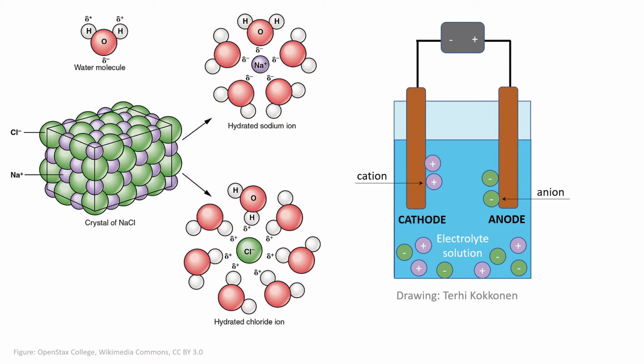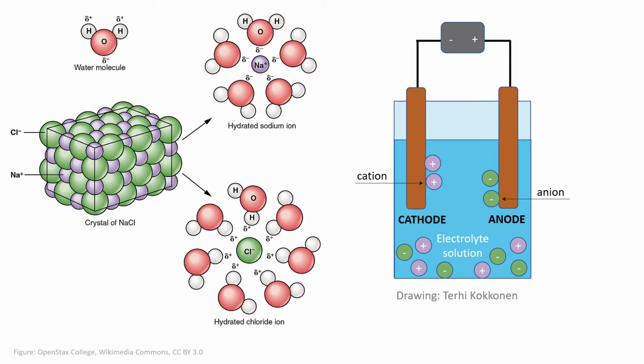Electrically, this solution is neutral, but if an electric potential is applied to this solution, the cations and anions of the solution are drawn to different electrodes. Positively charged cations travel to the negative cathode, and negatively charged anions travel to the positive anode during electrolysis. The movement of anions and cations in opposite directions within the solution amounts to a current.